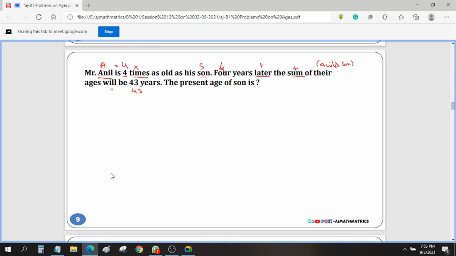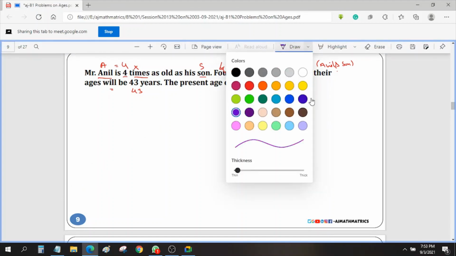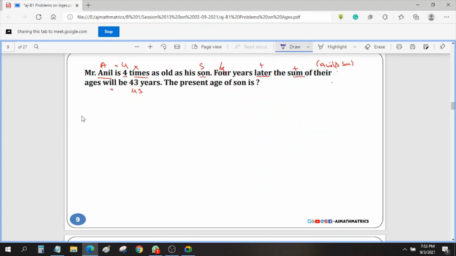So coming to this question, first I am writing, I read the data and I understand we need to find out the present age of the son. Now the second point is assigning the variable. Anil's present age I am taking as A. Son's present age I am taking as S. So this is assigning the variable.